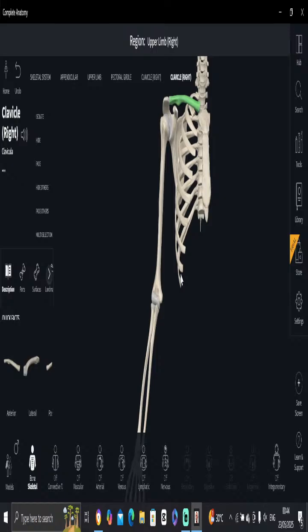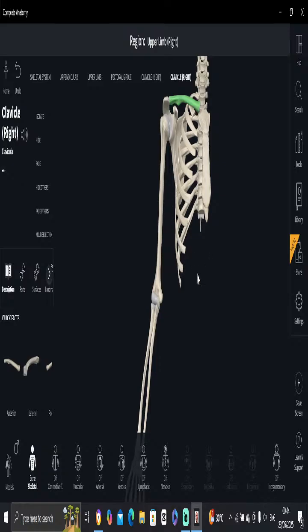We'll start from the upper limb, we'll talk about the thorax, the abdominal bones, we'll talk about the lower limbs, then we'll go to the skull. So the upper limb is fairly straightforward. It is the most mobile limb in the body. It is designed for dexterity, basically.